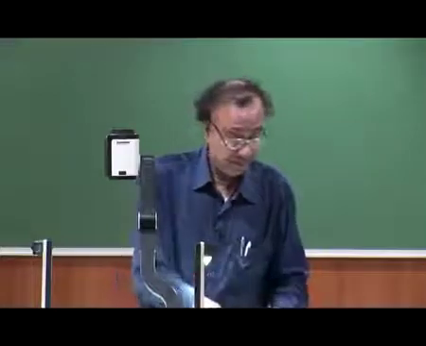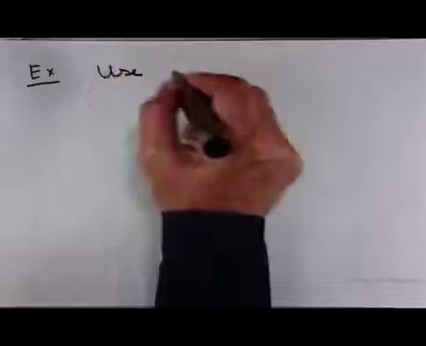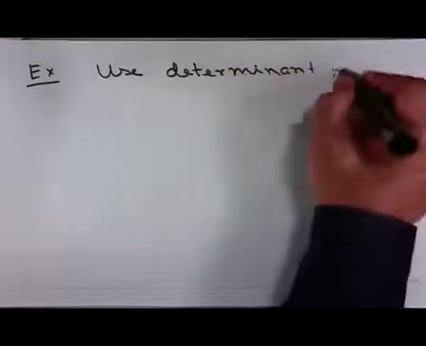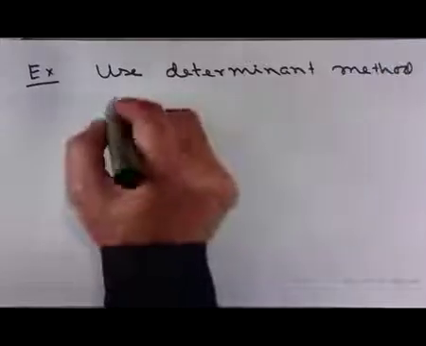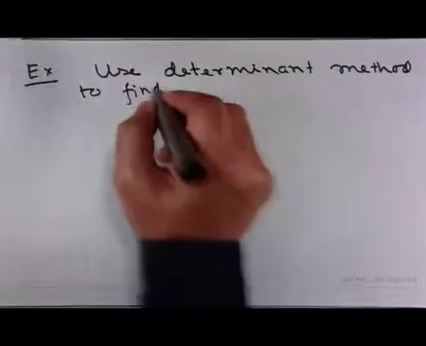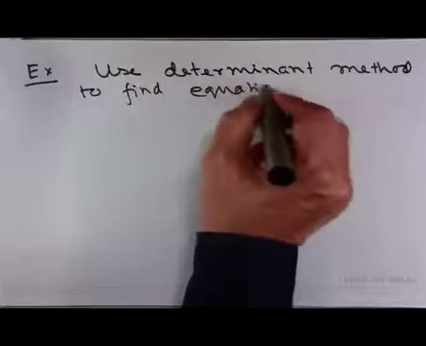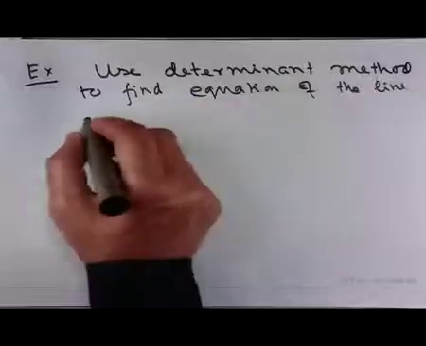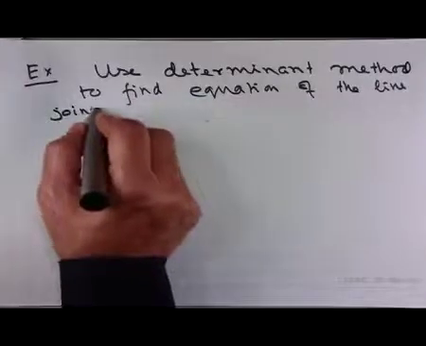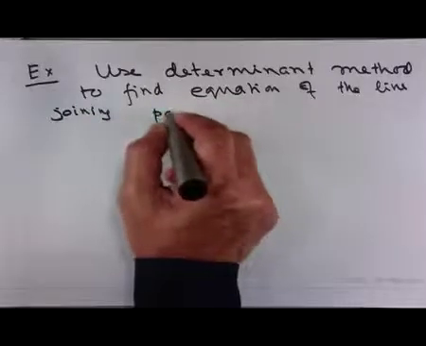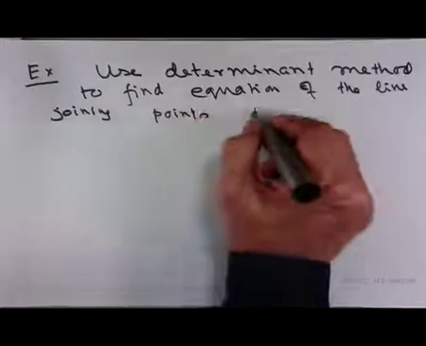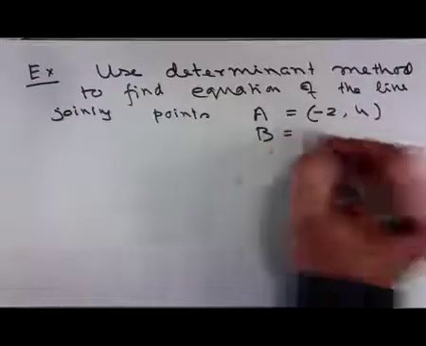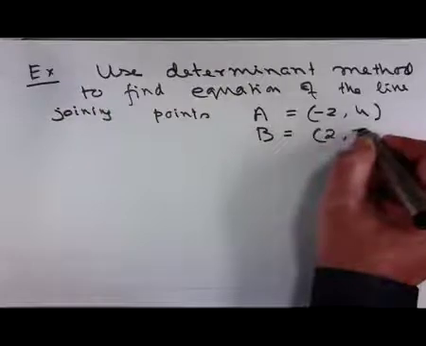Another example: use the determinant method to find the equation of the line joining points A is equal to minus 2 comma 4, B is equal to 2 comma minus 6.